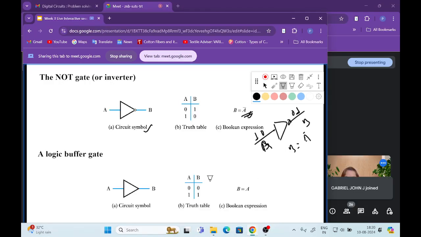If you are giving 0, you will get 0. If you are giving 1, we will get 1 only. So B is equal to A.